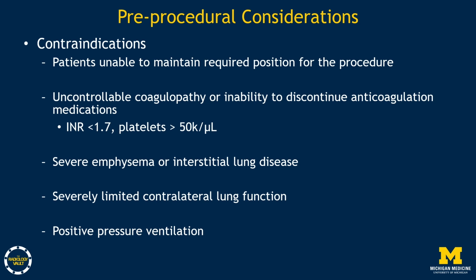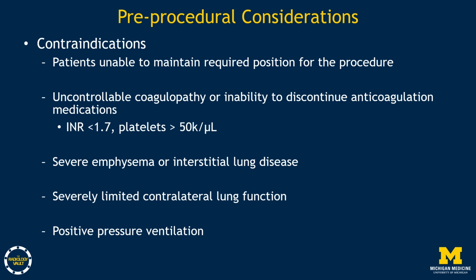Advancing a needle into lung parenchyma that is severely affected by emphysema or interstitial lung disease significantly elevates the risk of pneumothorax and may preclude biopsy attempt. Likewise, patients requiring positive pressure ventilation have a high risk for pneumothorax and air embolism, and in these patients, a percutaneous biopsy should be avoided.